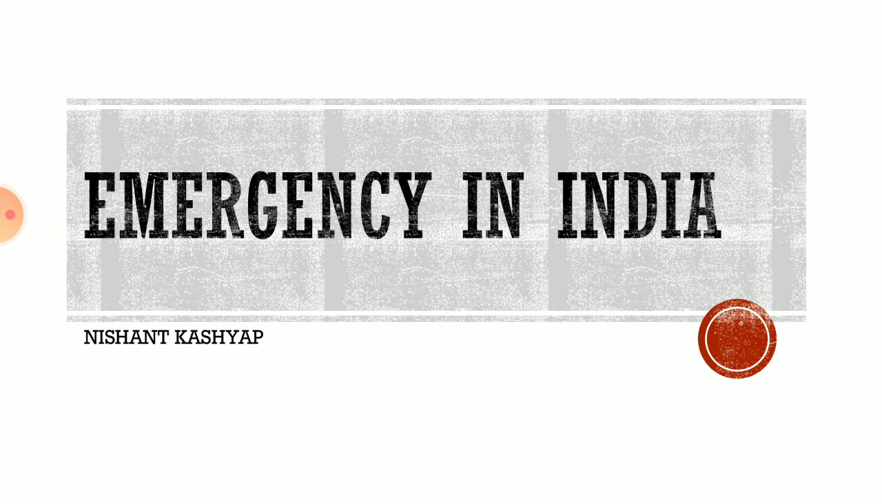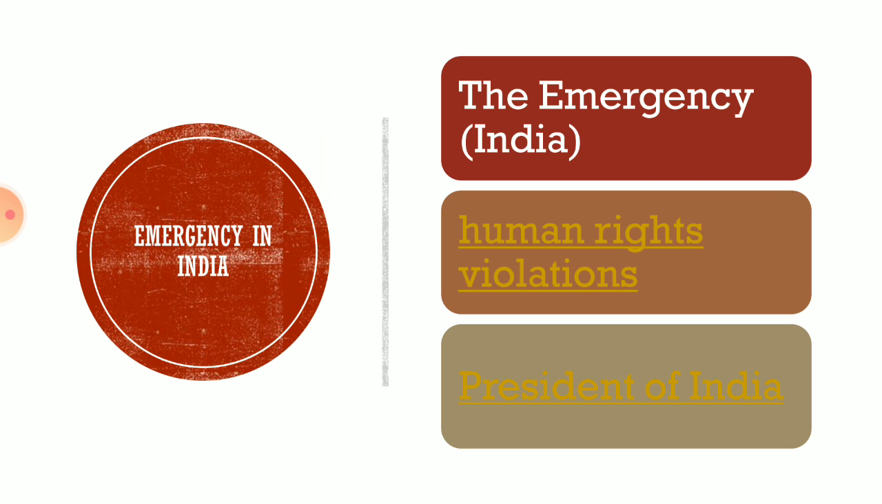So today I will be talking about the emergency that was imposed in India in the year 1975. The emergency in India was a 21 month period from 1975 to 1977, that means roughly 2 years, when Prime Minister Indira Gandhi had a state of emergency declared across the country. It was officially issued by President Fakhruddin Ali Ahmed under Article 352. You know that Article 352 deals with emergency in the Constitution of India.